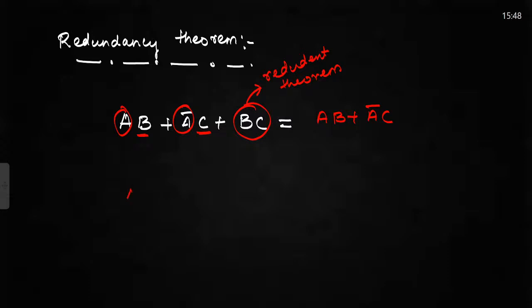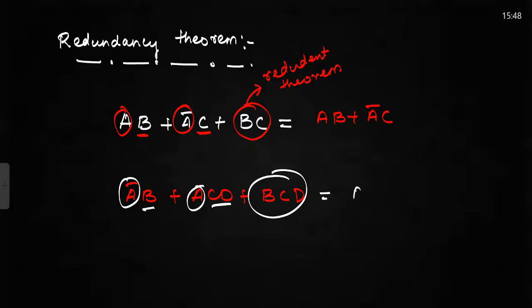Similarly, if I am given A bar B plus ACD plus BCD, verify the same. Here I am having A bar, here I am having A, and here I am having B, and my remaining terms are BCD. So my output will be A bar B plus ACD. So simple. That is how you find the redundant terms and eliminate the extra terms that you don't need. So this is the redundancy theorem.